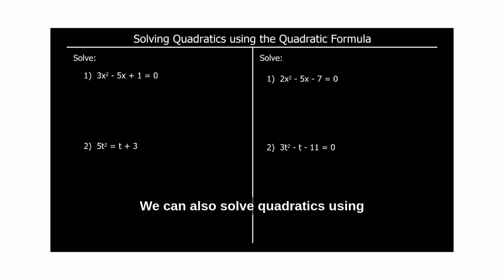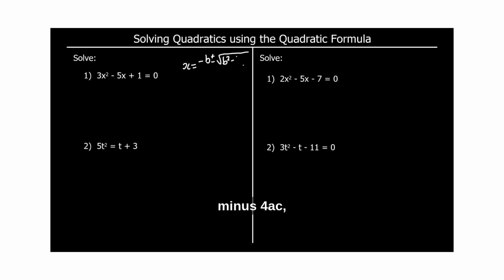We can also solve quadratics using the quadratic formula. And the quadratic formula says that x is equal to negative b plus or minus the square root of b squared minus 4ac all over 2a. So a is the number before the x squared. In this case, a is 3.